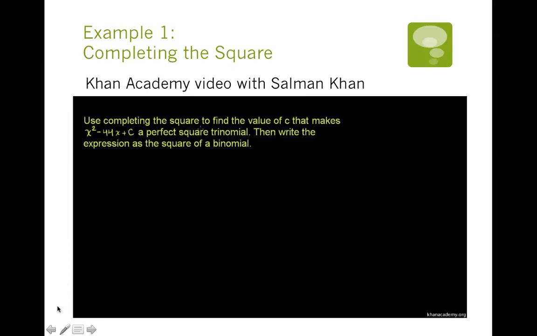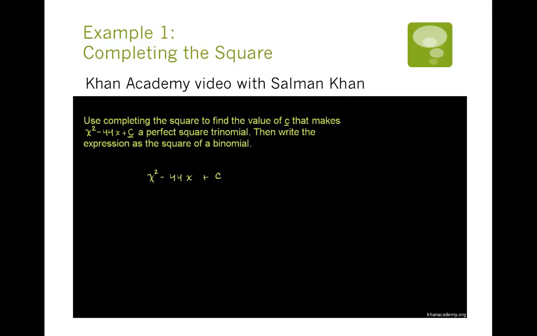Use completing the square to find the value of c that makes x squared minus 44x plus c, so we need to figure out a c that makes it a perfect square trinomial. Trinomial is just a polynomial with three terms here. Then write the expression as the square of a binomial. So we have x squared minus 44x plus c. So how do we make this into a perfect square?